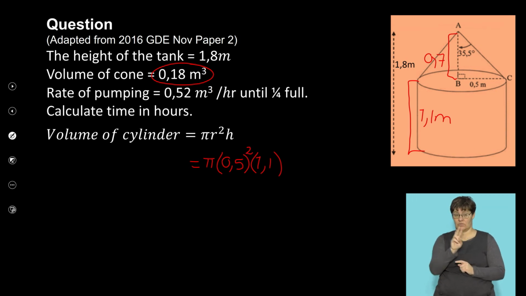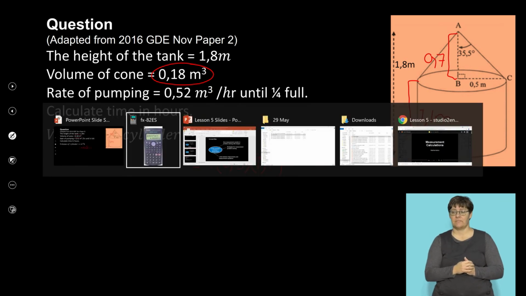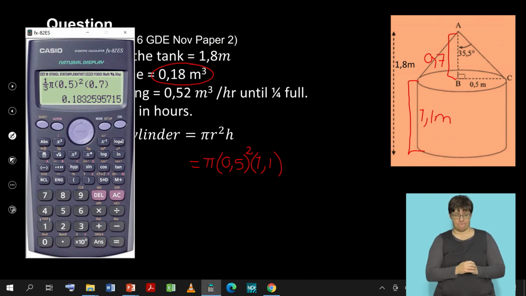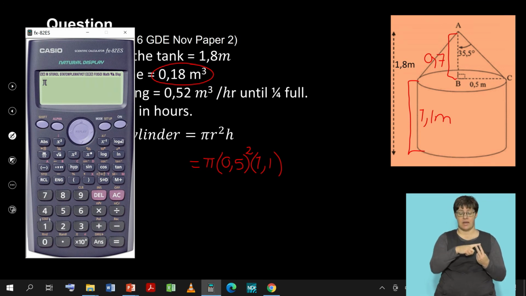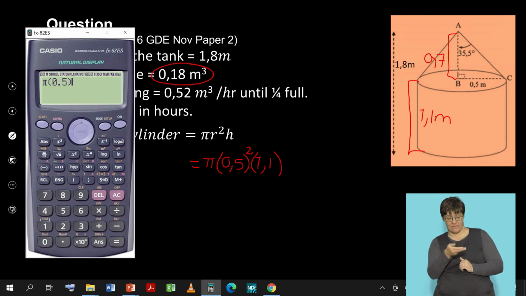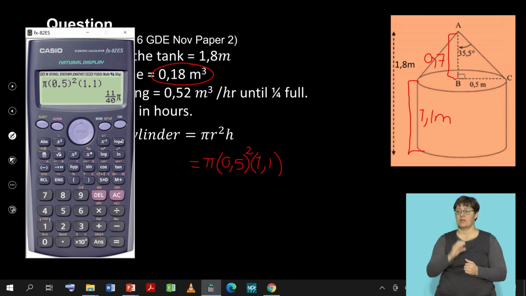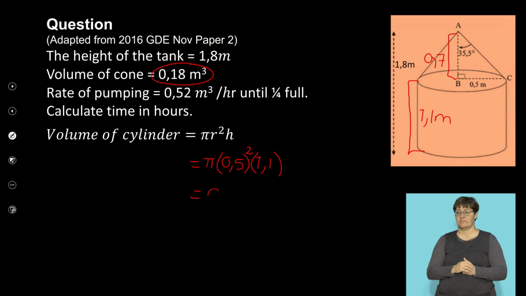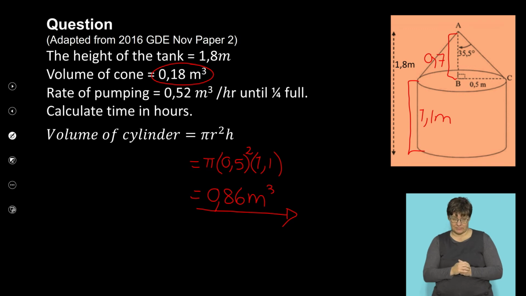Sorry, I forgot the squared in there. So it's pi r squared multiplied by my height. So let's fill it into my calculator. So it's pi multiplied by 0,5 squared multiplied by my height, which is 1,1, which is going to give me an answer of 0,86. So the volume of my cylinder is 0,86 meters cubed. And my answer is cubed because it is a capacity, it is a volume, so my units have to be cubed.